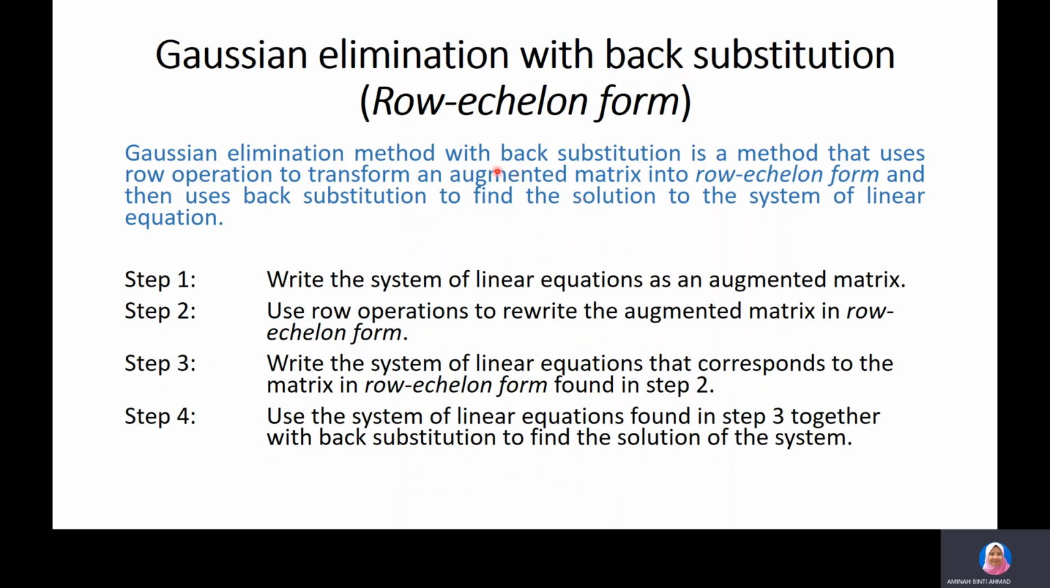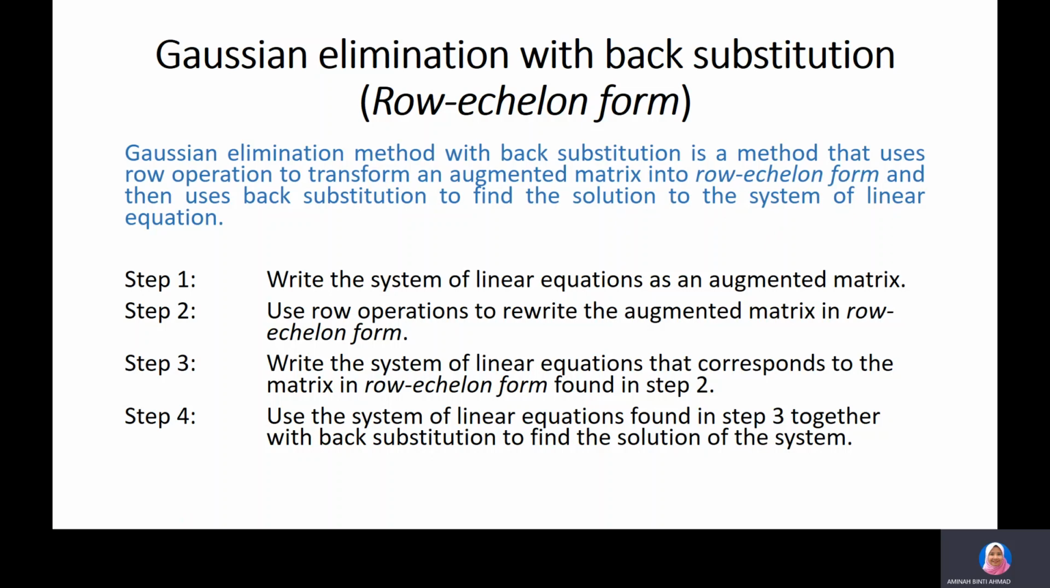So to solve this system, we can use Gauss elimination with back substitution, or we can call it row echelon form. The Gauss elimination method with back substitution is a method that uses row operations to transform an augmented matrix into row echelon form, and then uses back substitution to find the solution of the system of linear equations.